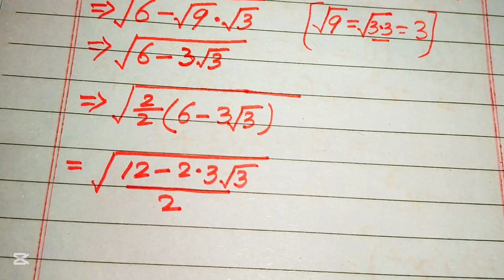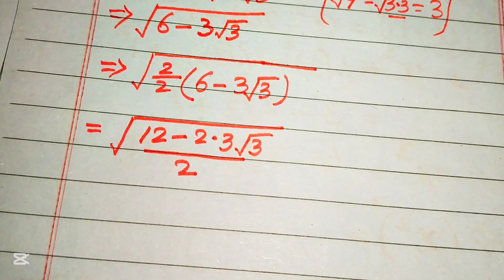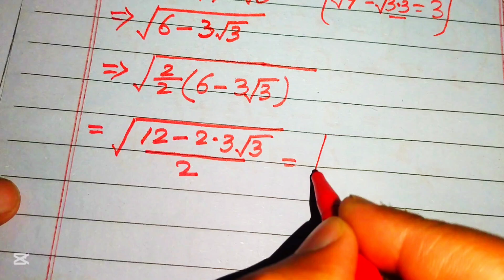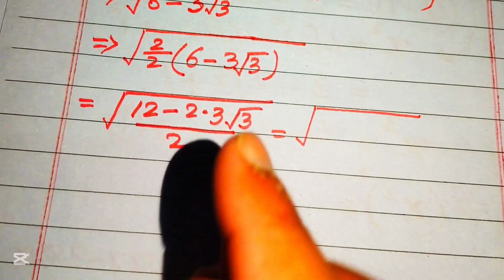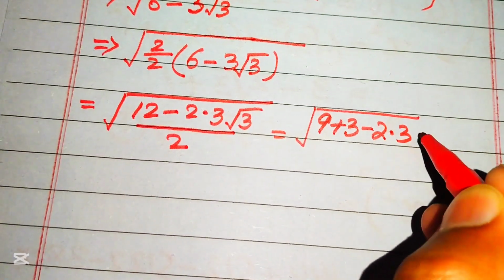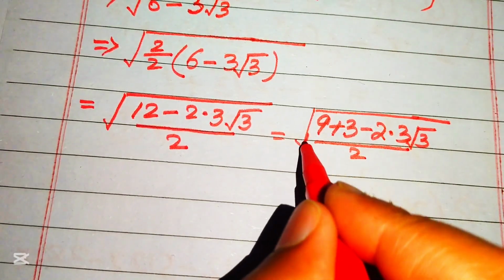Now in the next step we need to simplify the terms more, and we can write this term into the completing square form. So in order to make the completing square, we break this 12 and write it in this form: the square root of, we write this 12 as 9 plus 3, and this is minus 2 times 3 times the square root of 3, and it is divided by 2.